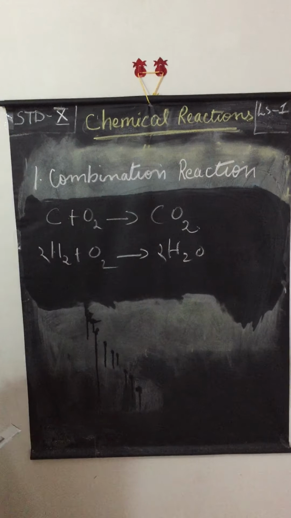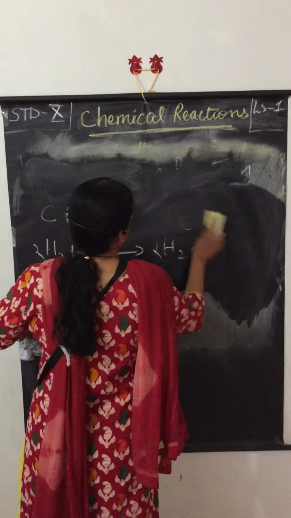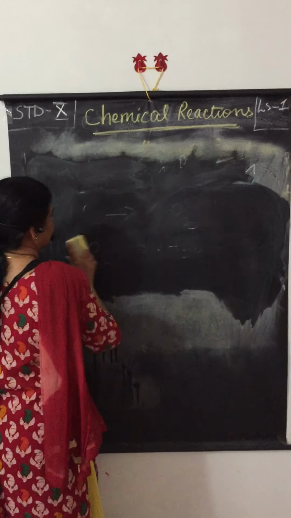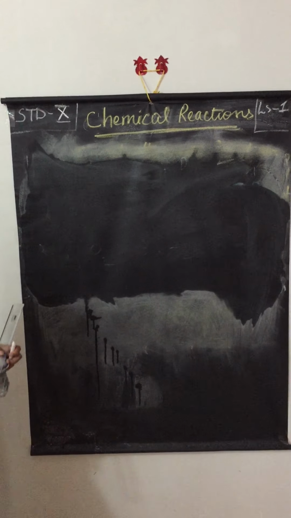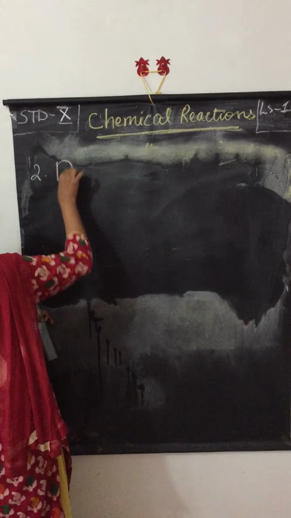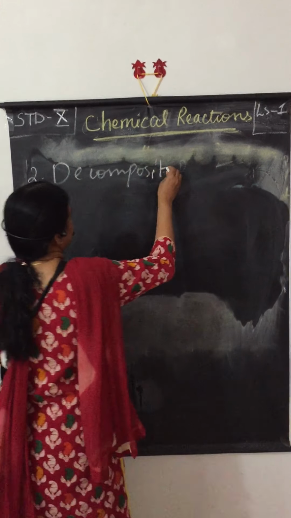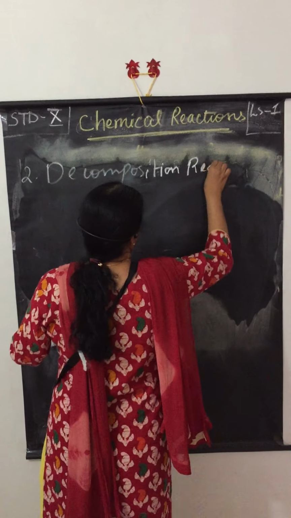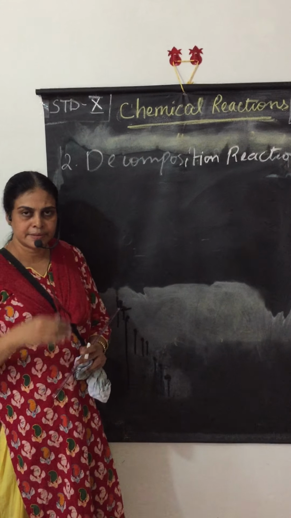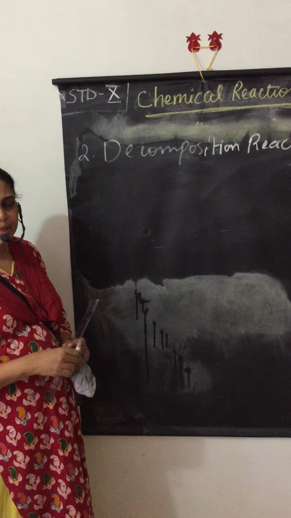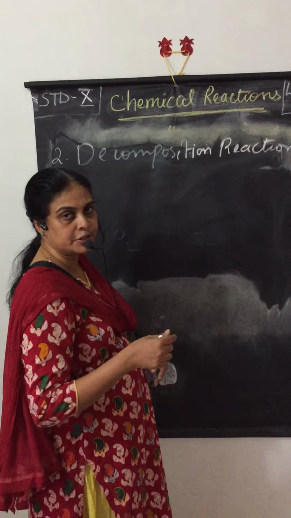Now let us discuss the second reaction, that is decomposition reaction. Let us see what is meant by a decomposition reaction. It means that a compound, under certain conditions, splits into two or more products. The reactants are split into two or more products, which is called the decomposition reaction.